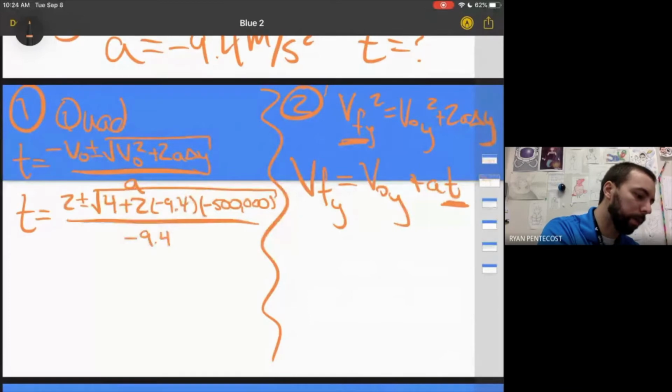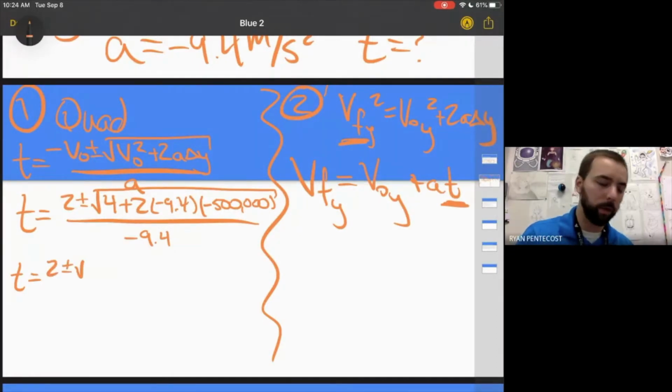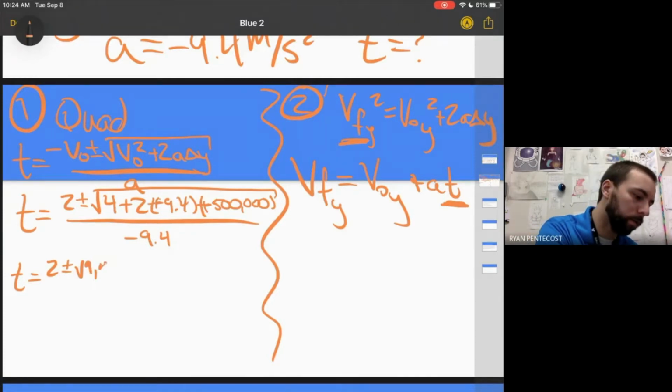So this kind of stuff you can work through by doing the math and then doing your square root. So I will do that here for you. If you have a smart enough calculator, you can just plug it in and it'll go for you. So you've got 2 plus or minus the square root. So you would get 9.4 million. And those, you've got a negative times a negative, so that will all stay positive. Plus 4, so 9.4 million and 4. 9,400,004, all divided by negative 9.4.